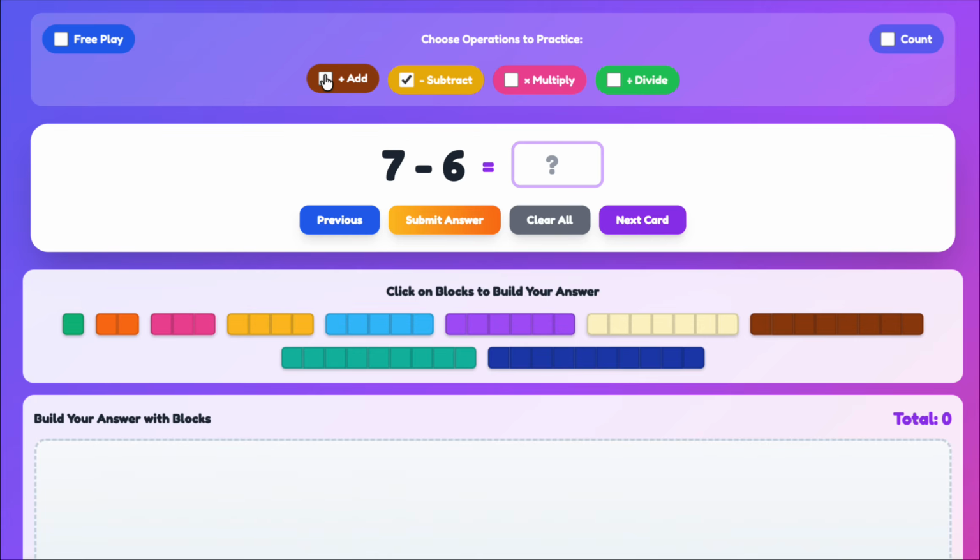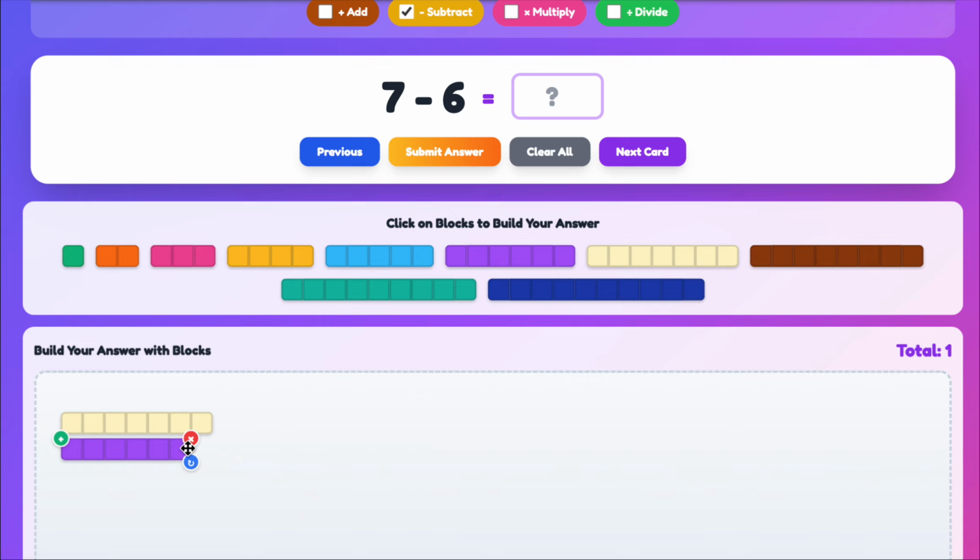Let's go into subtract and take away addition. 7 take away 6. We're looking at the difference here. You can see that that's 1. You can also see the running total tells me that. So if I delete this, I'm at 7. If I look at the difference between 7 and 6, that's 1. That's the difference there. Next card, 5 take away 5 is nothing.